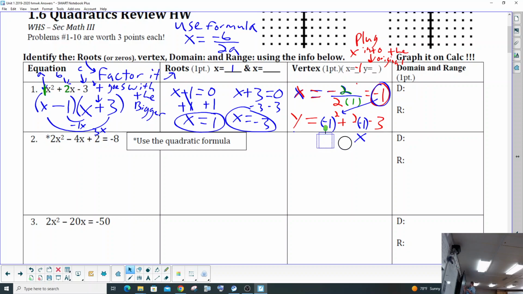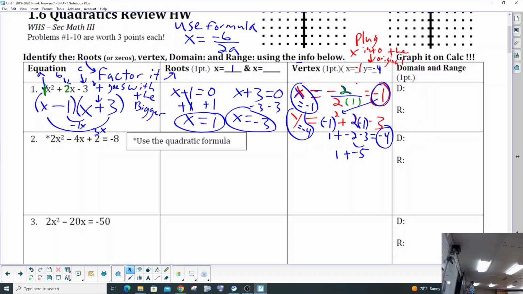Then we multiply that out. Negative 1 times negative 1 is a positive 1. Negative 2 times negative 1 is a negative 2, minus 3. Negative 2 and negative 3 is negative 5, with a plus 1 is negative 4. So the y value is negative 4. We'd say x equals negative 1 and y equals negative 4.